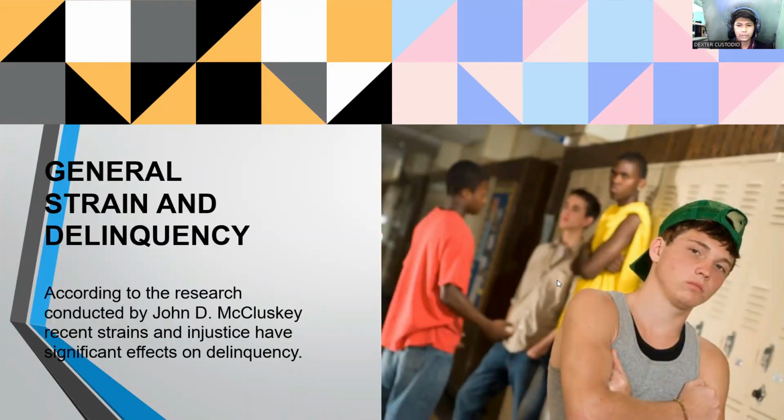General strain and delinquency. According to the research conducted by John D., strains perceived as unjust have significant effects on delinquency. General strain theory in delinquency is not only for minors but also for adults, as long as someone is experiencing negative emotion or strain, they are vulnerable to commit a crime. Because while we are experiencing anger or a negative emotion, we act immediately and we are not carefully thinking, which can lead us to commit a crime.